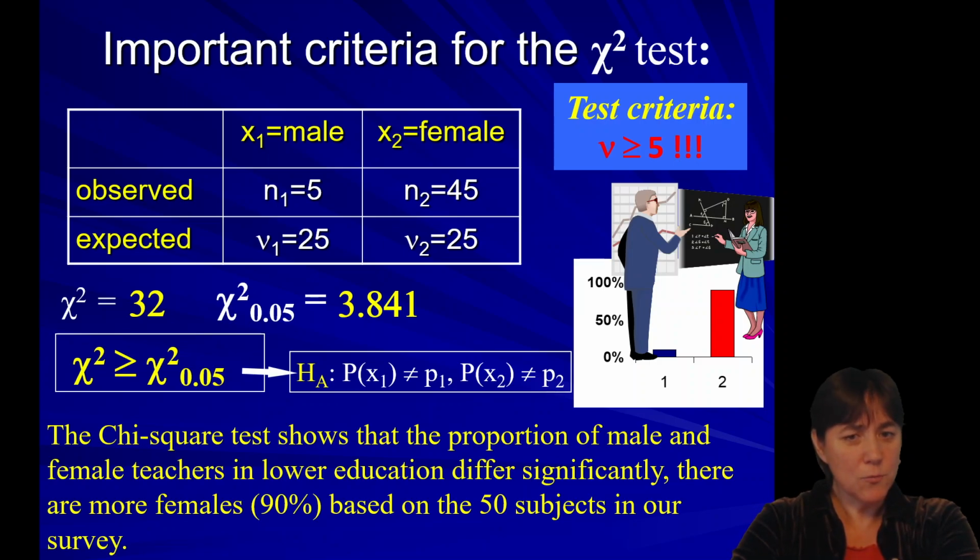Okay, so let's conclude our results. The chi-square test here shows that the proportion of male and female teachers in lower education differs significantly. That's our chi-square test result. There are more females based on the 50 subjects in our survey. Chi-square test result and p-value that you also have to report.